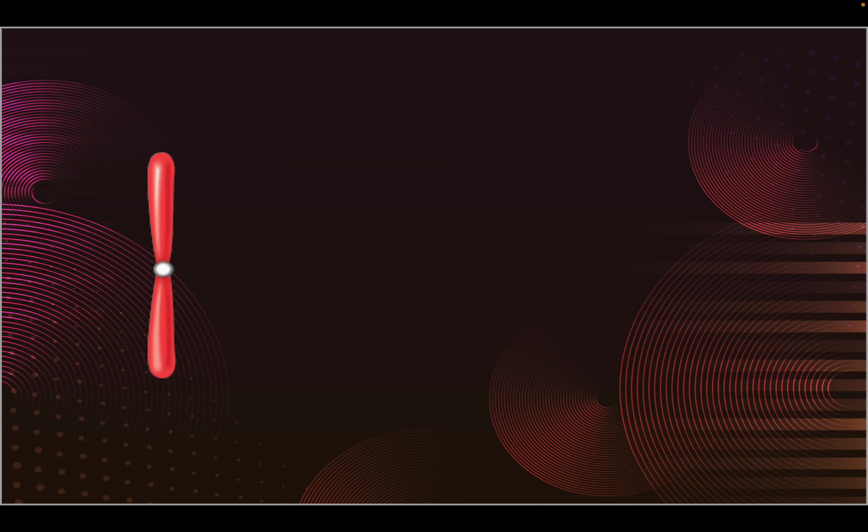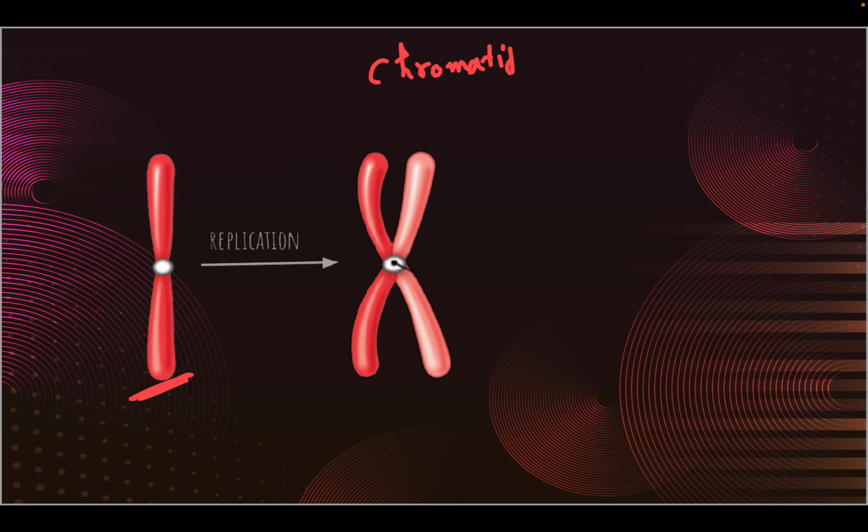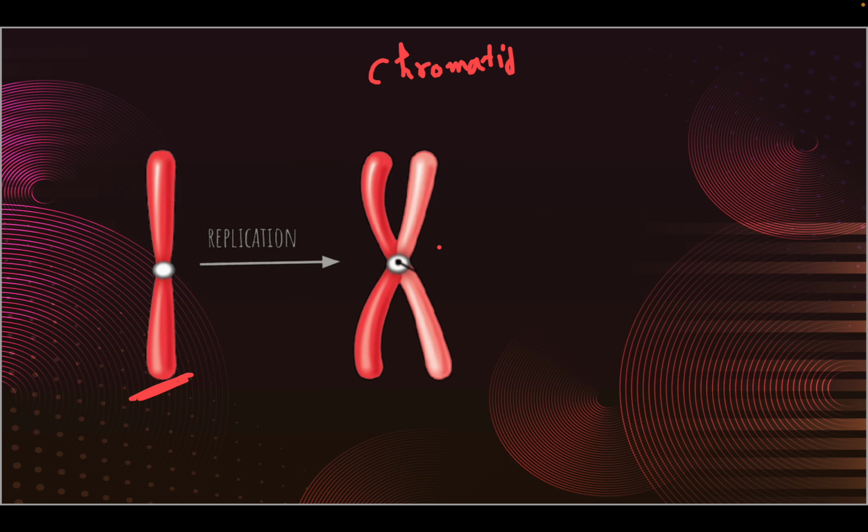Now we'll talk about chromatid. So this is your chromosome. When the genetic material is duplicated, this is how it looks. So this happens when your cell gets matured and its genetic material is copied and it is ready to split into two new cells.